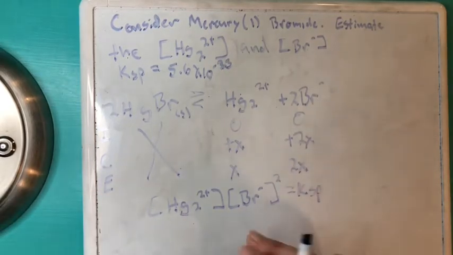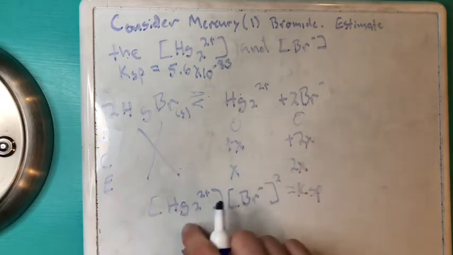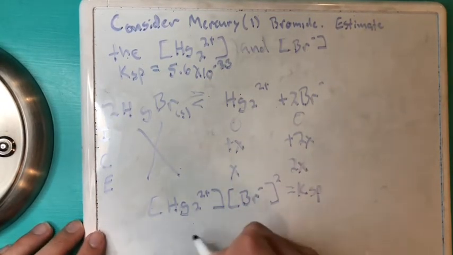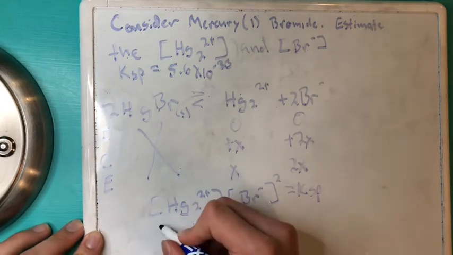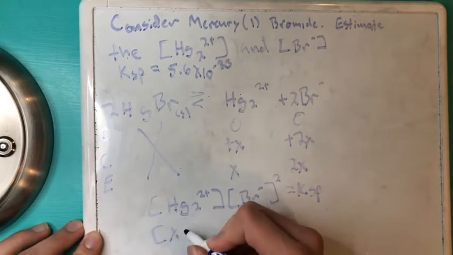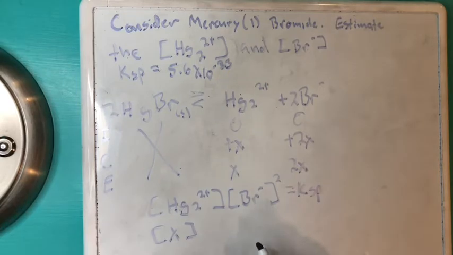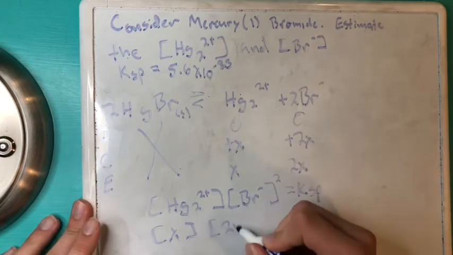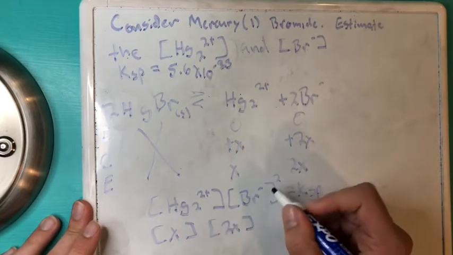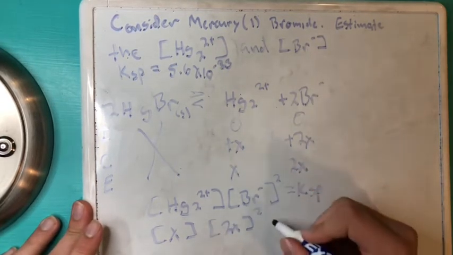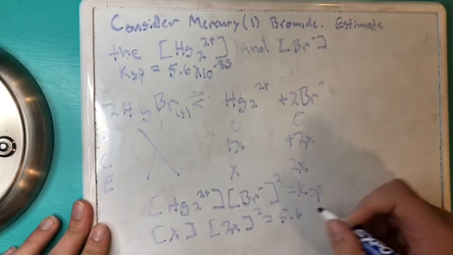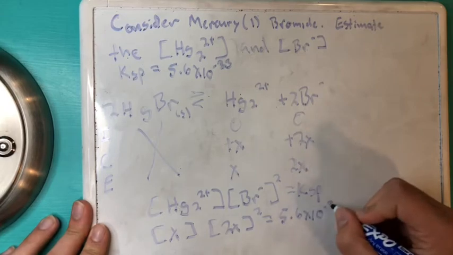So now we can plug in the 2x and the x for here and here. So the concentration of Hg2 plus is just x, and the concentration for the bromine ion is 2x. So 2x, and then squared, again because of the coefficient, equals our Ksp, which was 5.6 times 10 to the negative 23.